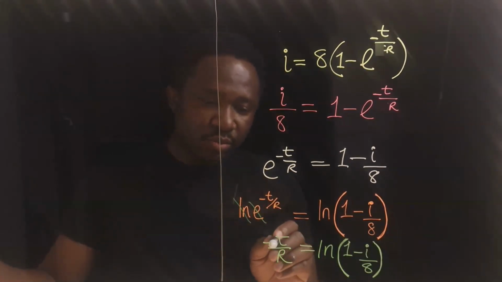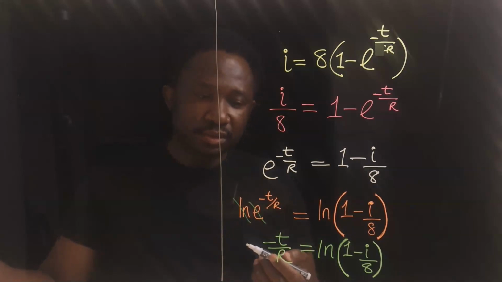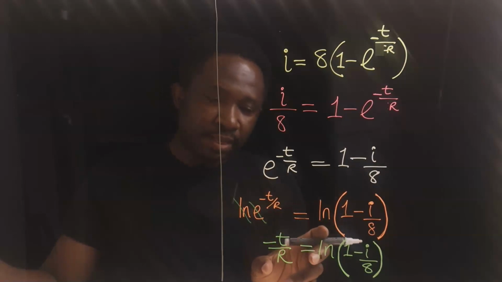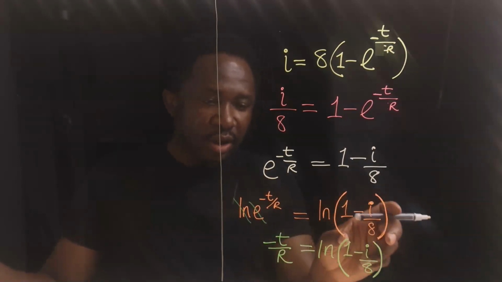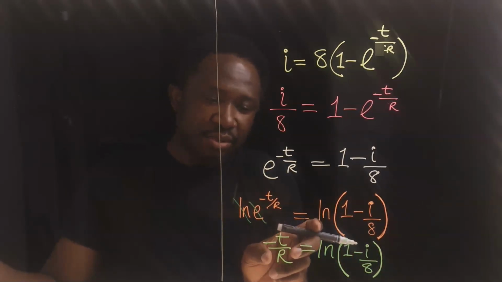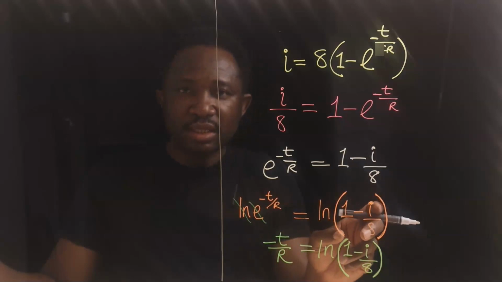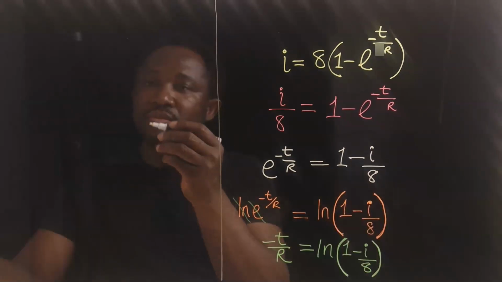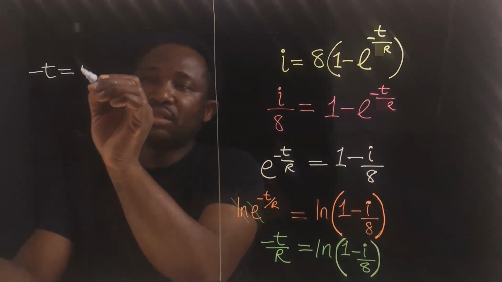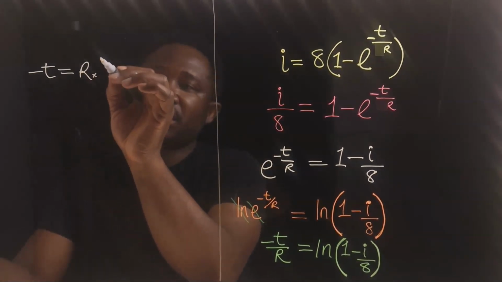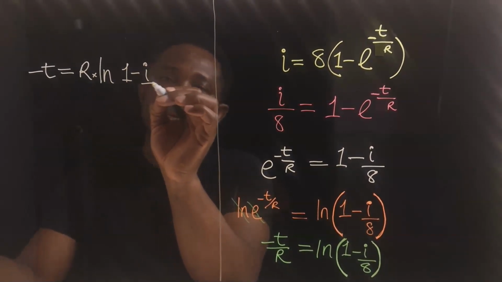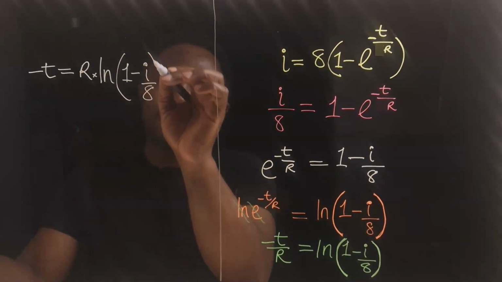Next, we want to make r the subject. What we're going to do is to cross multiply. R will move across to the other side. If a dividing variable moves across the equal sign, it will multiply, and we're going to have minus t is r times the natural log of 1 minus I over 8 in bracket.